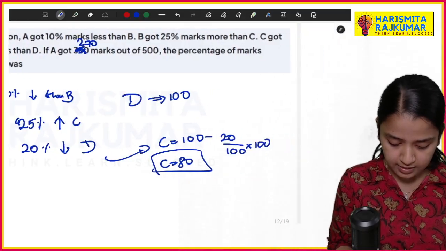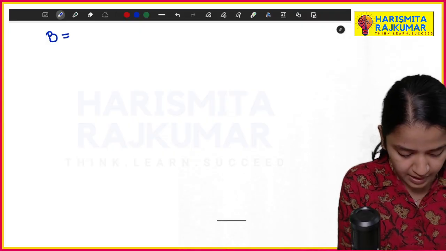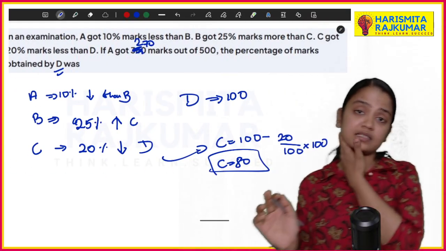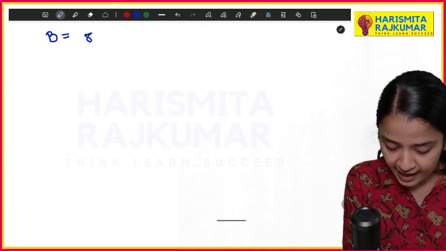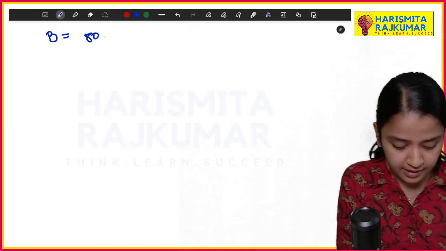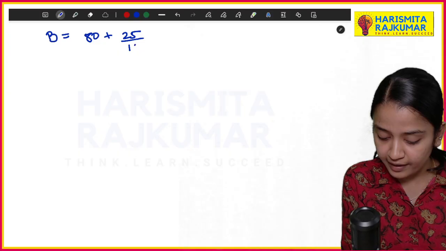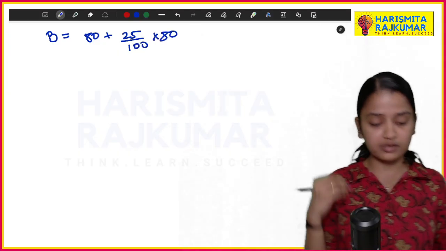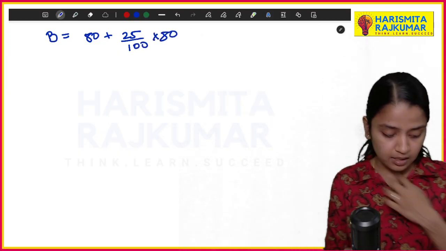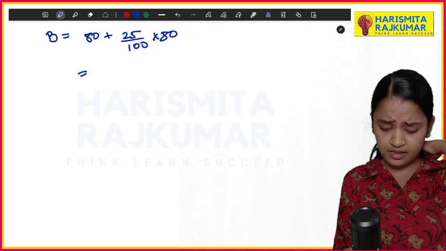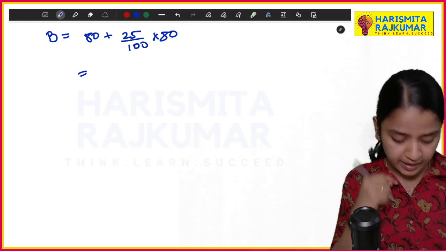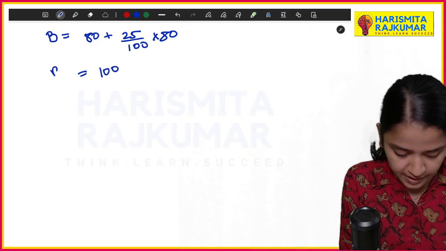Now, what answer does B get? B will be 25 percentage more than C. I already have C, C is 80. Then it is 25 percentage more than C. So my answer will be 80 plus 20, so it will be 100. So my B will be 100.